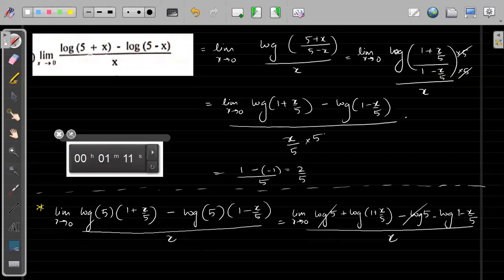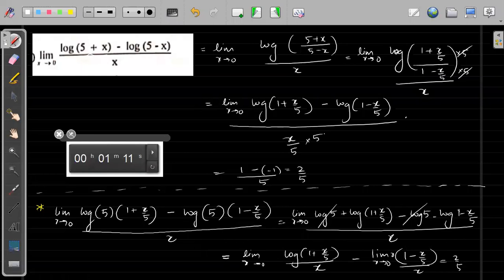So this will simply transform into limit of x tending to 0, log of 1 plus x by 5 divided by x, minus limit x tending to 0, log of 1 minus x by 5 divided by x. So this will transform into minus 1 by 5, this will become 1 by 5. So again you will have 2 by 5.